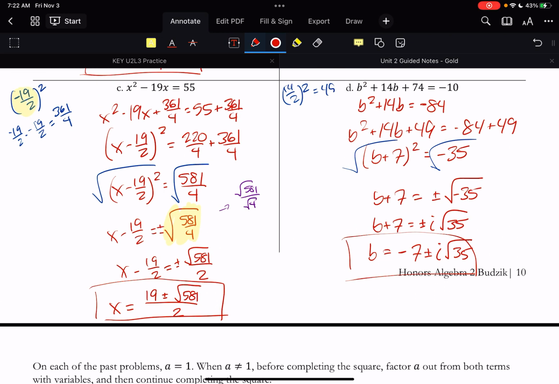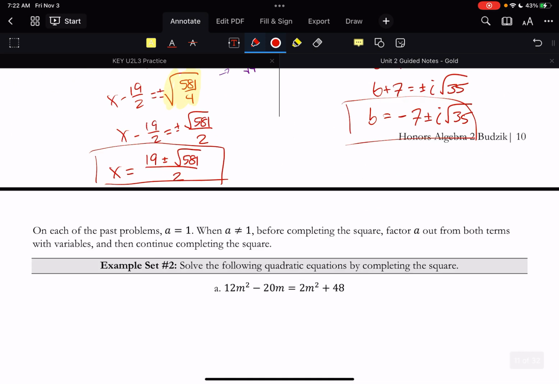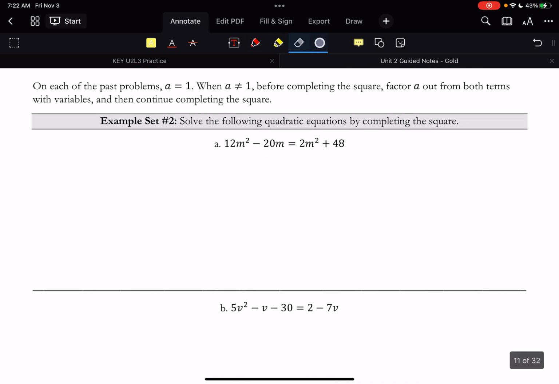So that's completing the square when the A value is equal to 1. So we also can complete the square when the A value is not equal to 1. It just takes a little bit of extra thinking and a little bit of extra work. So the steps themselves don't change. We want to get all the constants to one side, all the terms with a variable on one side.